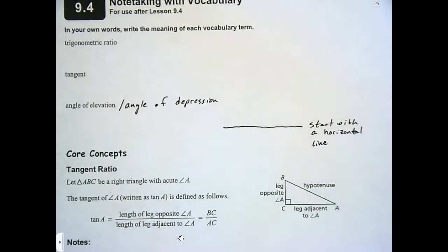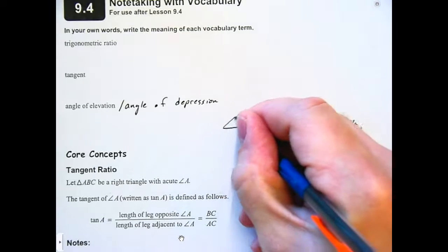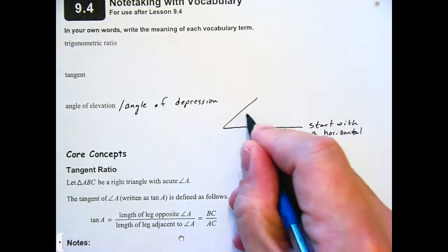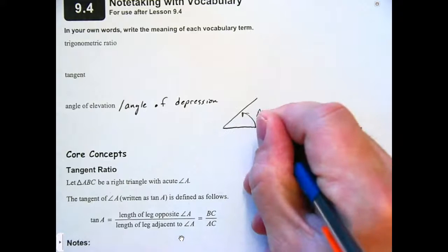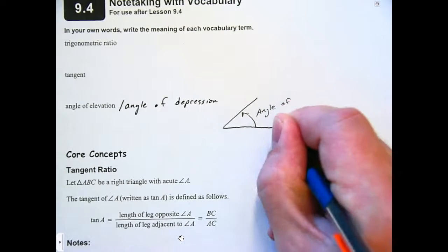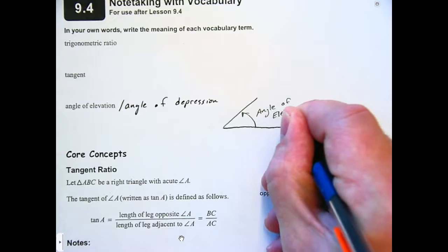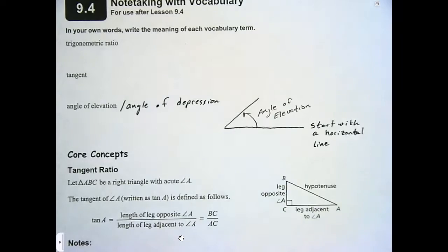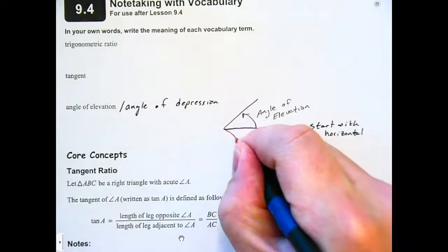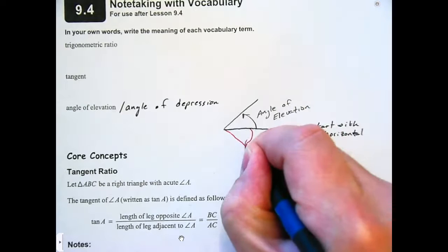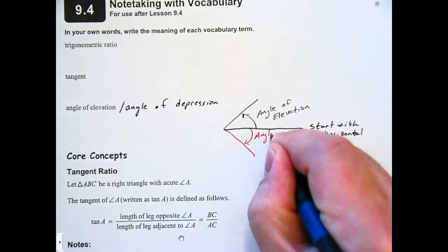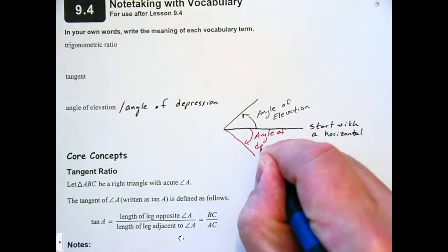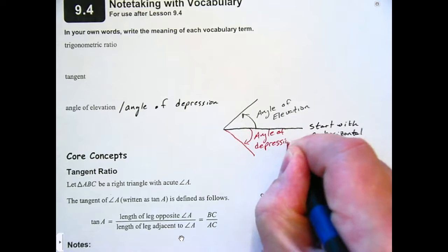If from that horizontal line you go upward, that is an angle of elevation. So if your line starts going up, that's an angle of elevation. If from that line you go down, that is an angle of depression. All right.